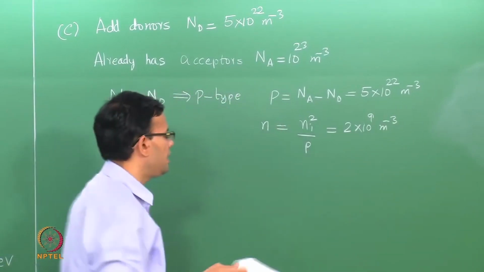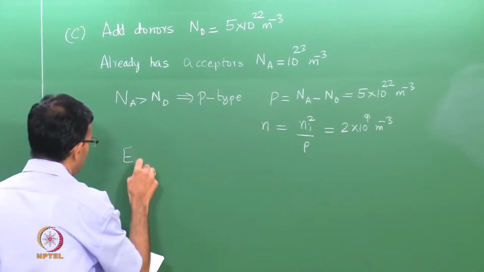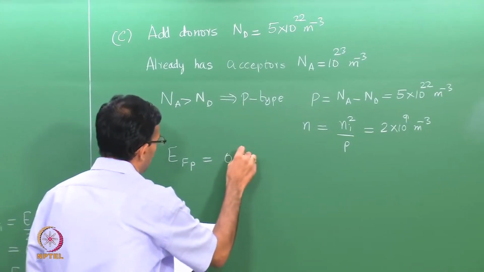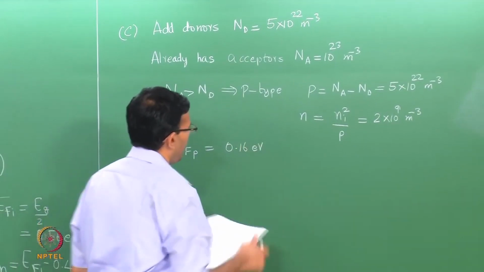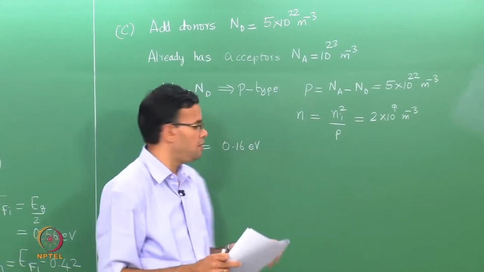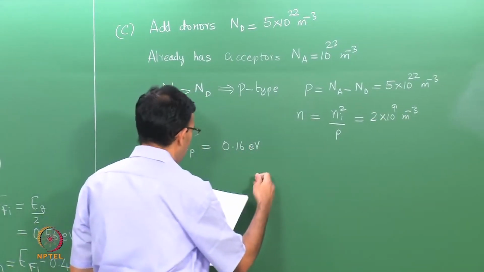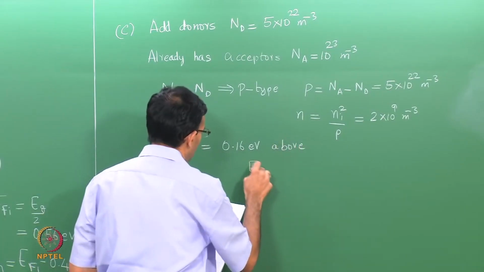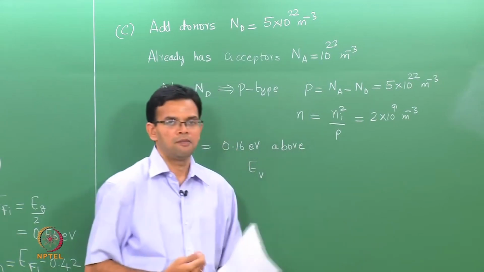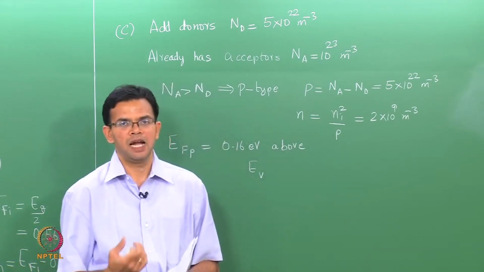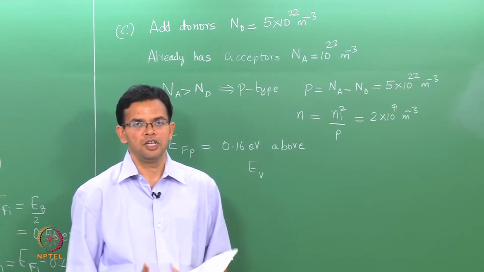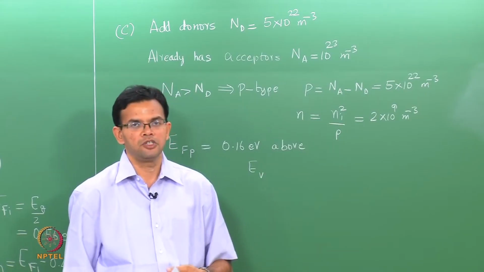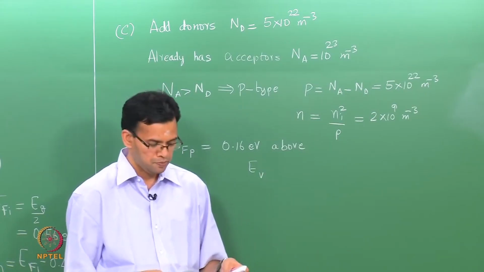We can go ahead and calculate the position of the Fermi level. So, EFP, we can repeat the calculations that we did before except using the new values of P. So, EFP if you calculate becomes 0.16 electron volts above EV. The band gap will not change because the band gap is calculated based on the intrinsic values, but because the values of P and N change, the position of the Fermi level will change.